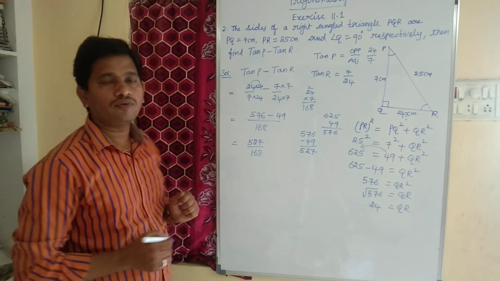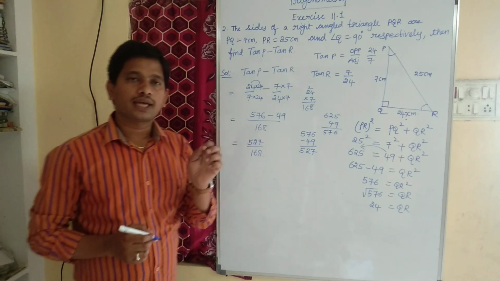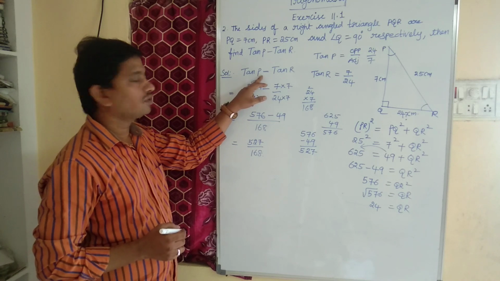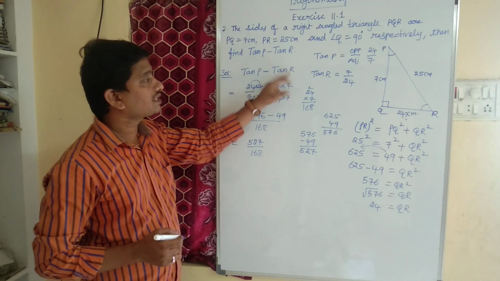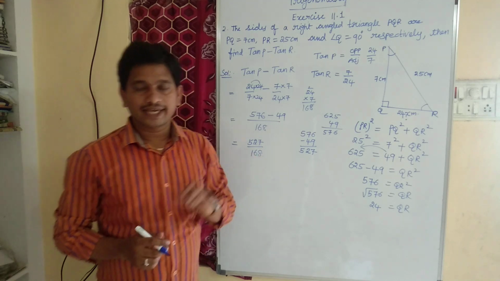So that is the value of tan P minus tan R. So don't get confused. You have to be careful with the angles. Tan P minus tan R. So that is our second problem.